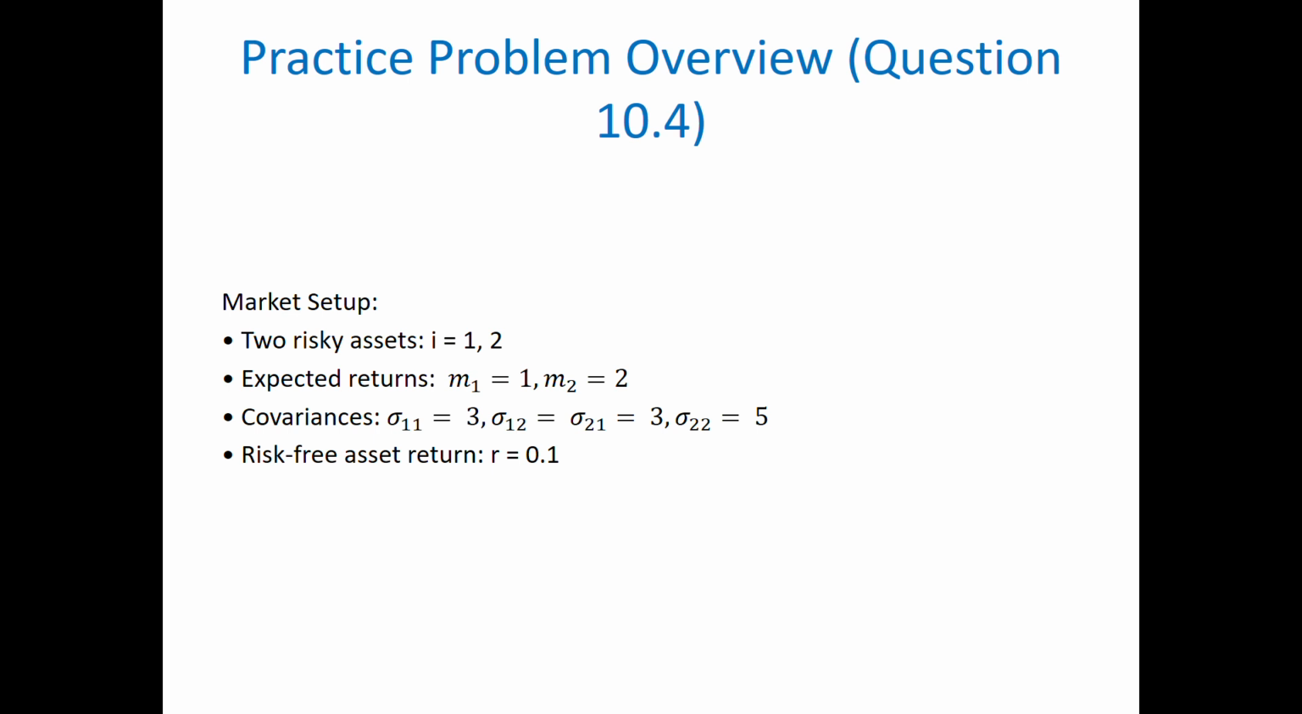Let's look at our market setup. We are considering a market with two risky assets. Asset 1 has an expected return of 1, while asset 2 has an expected return of 2. We are also provided with the covariance matrix, where the variance of asset 1 is 3 and asset 2 is 5, with a positive covariance of 3 between them. Later, we will also introduce a risk-free asset with a return of 0.1 to see how it shifts our investment frontier.